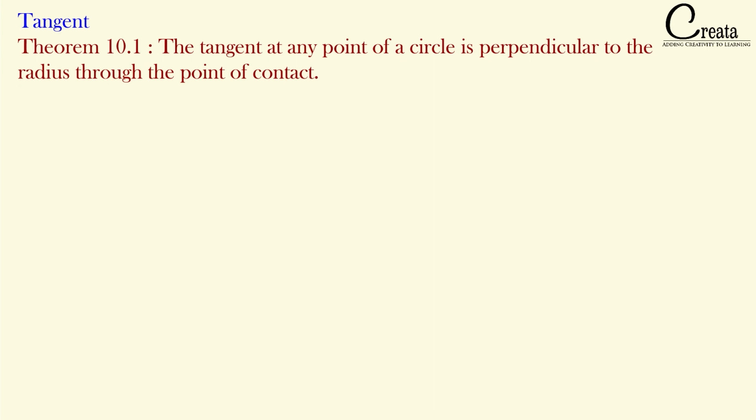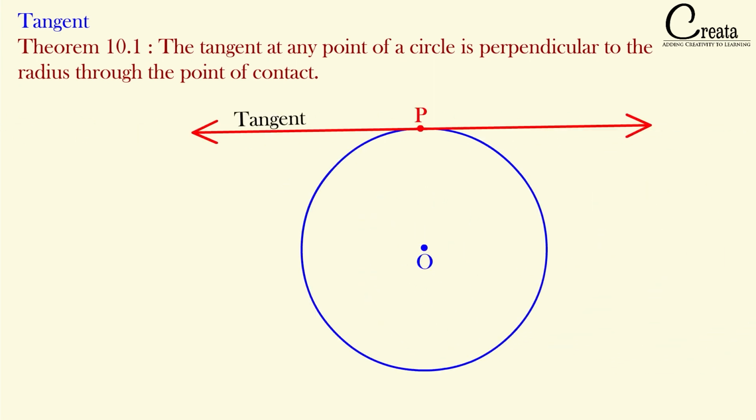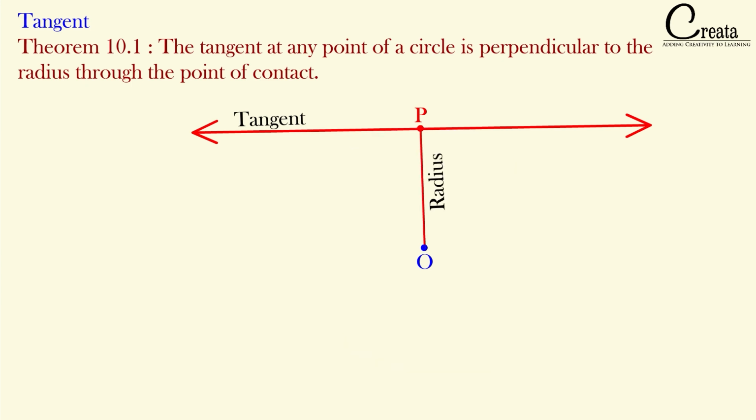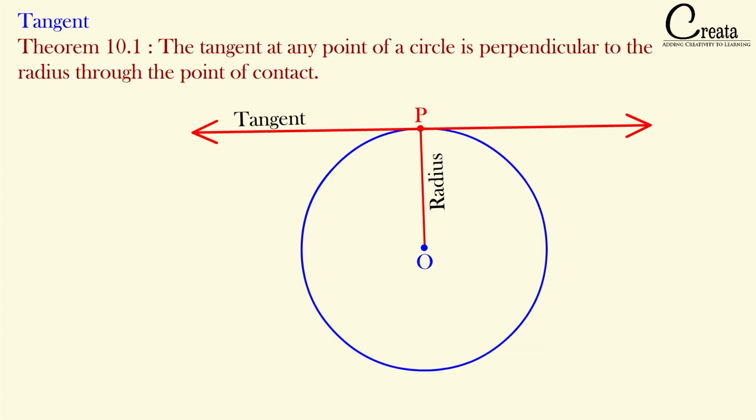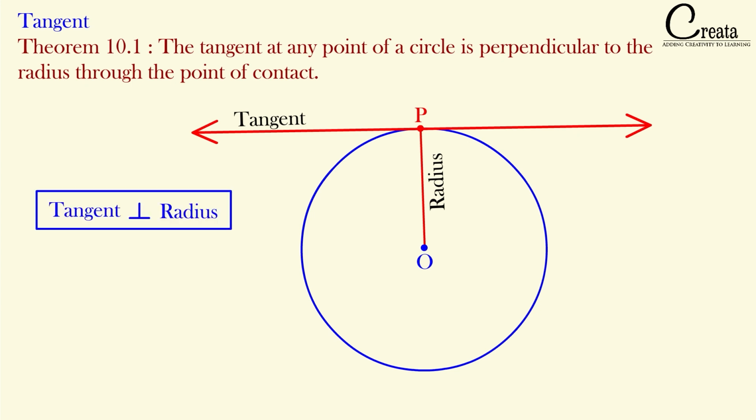So the concept is that we have a circle and we have a tangent. And if we draw the radius from this point of contact, what is a radius? Radius is a line segment joining the center point with any point on the circumference of a circle. So this is the circumference and it has the point P. So this line segment joining the point P with the center is the radius. The concept is that this radius and this tangent will always be perpendicular to each other. They will form a 90-degree angle.